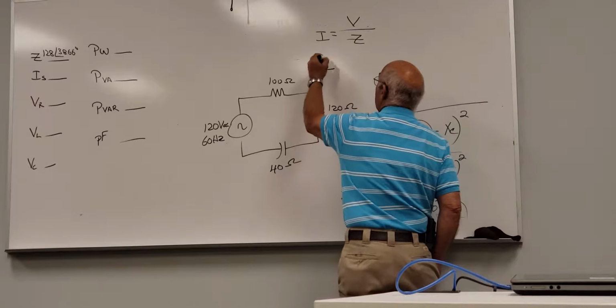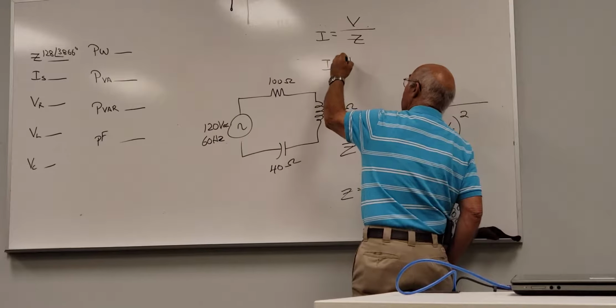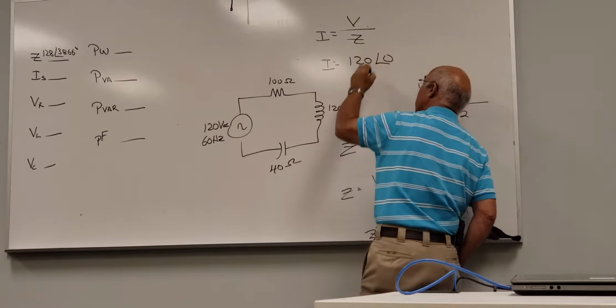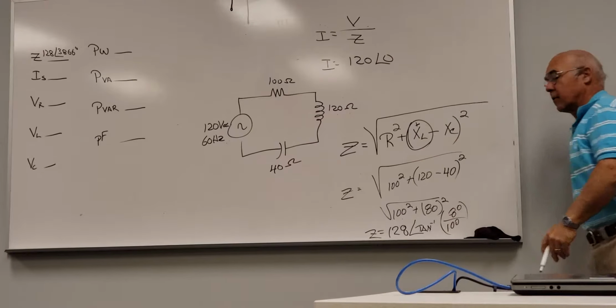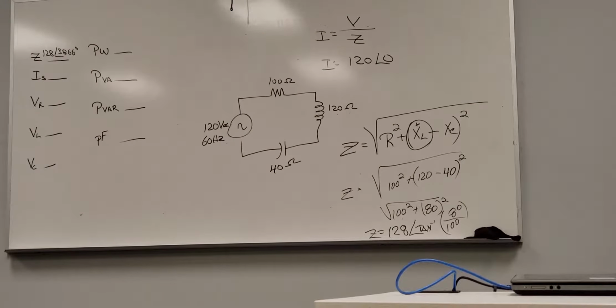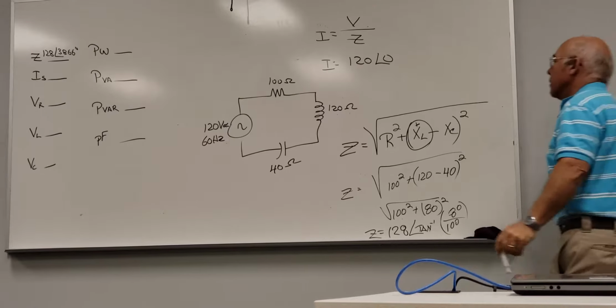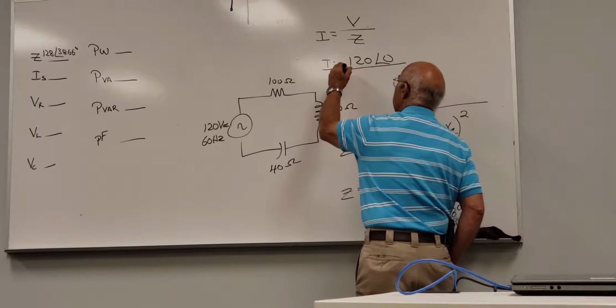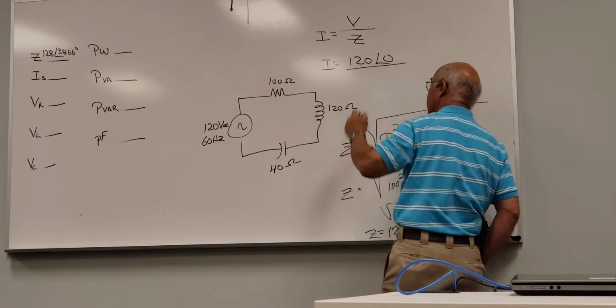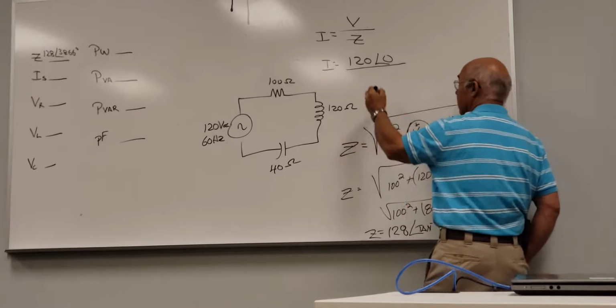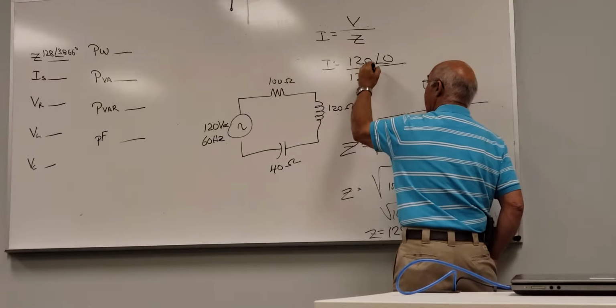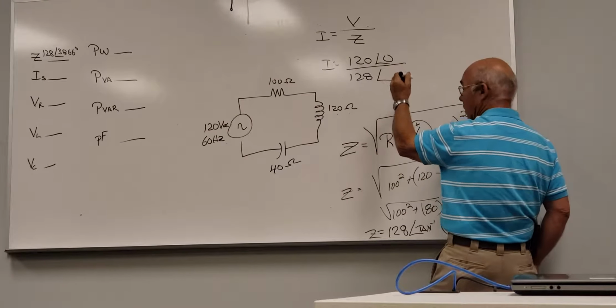So, I equals voltage. Now, voltage is always going to have a reference angle of 0. We got to have something to reference it against. We start with the voltage reference. We call that 0 angle. From there, everything is referenced to that voltage. The impedance angle is referenced to this voltage. Impedance value is 128, and the angle is 38.66.